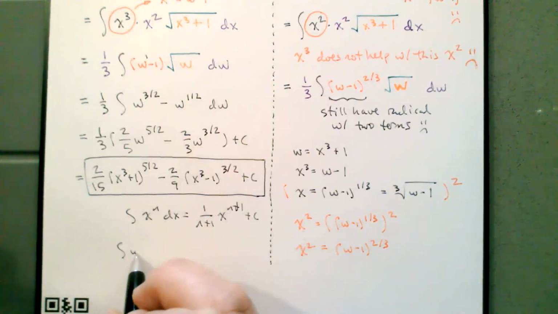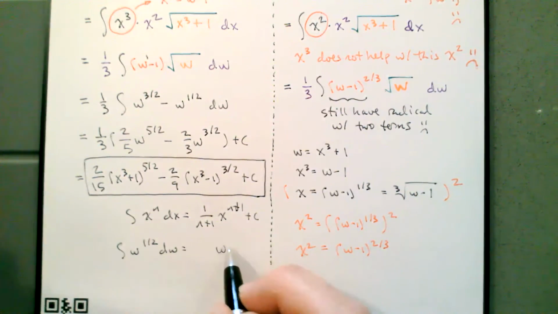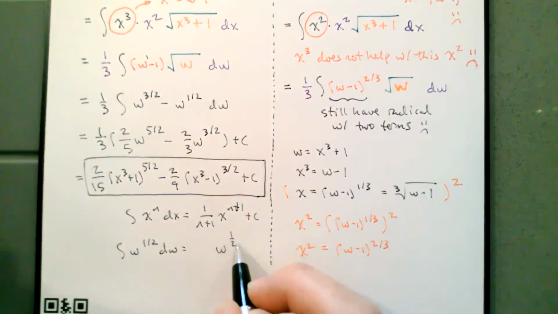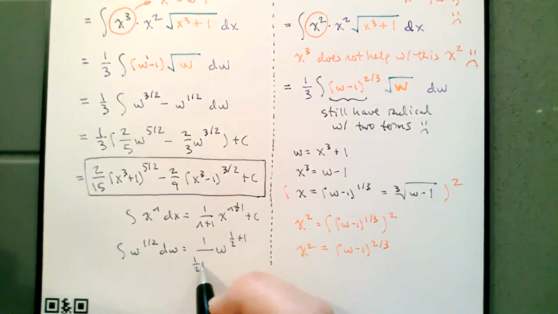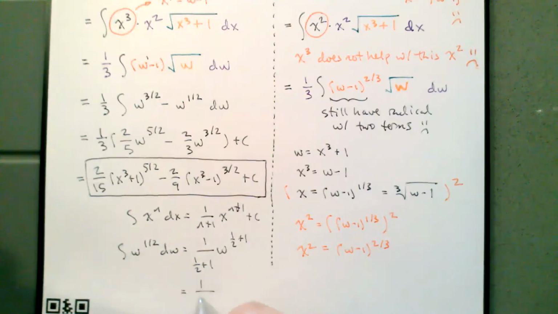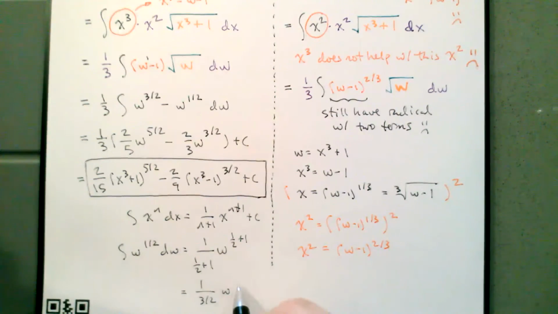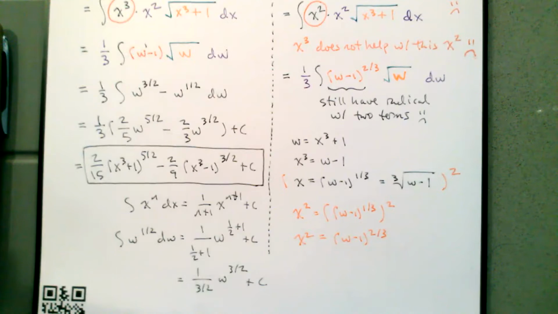Add 1 to the exponent, divide by the new exponent. So the integral of w to the 1/2 power dw is going to be w to the 1/2 plus 1 divided by 1/2 plus 1. 1/2 plus 1 is 3/2, and 1 over 3/2 is 2/3. So the reciprocal of 3/2 is 2/3.